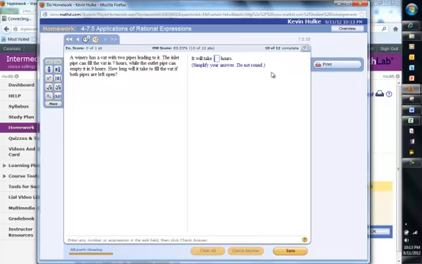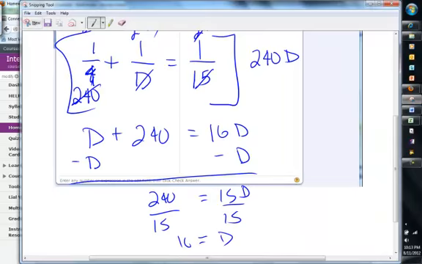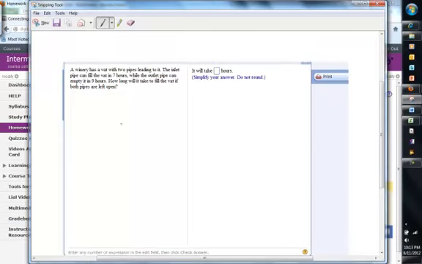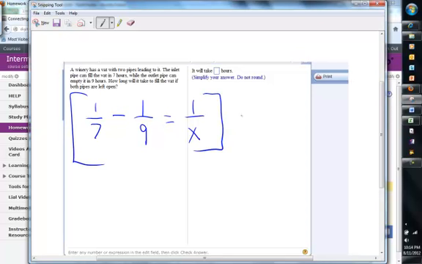And the last one. A winery has a vat with 2 pipes leading to it. The inlet pipe can fill the vat in 7 hours, while the outlet pipe can empty it in 9 hours. Notice I'm subtracting that. How long will it take to fill the vat if they are both left open?